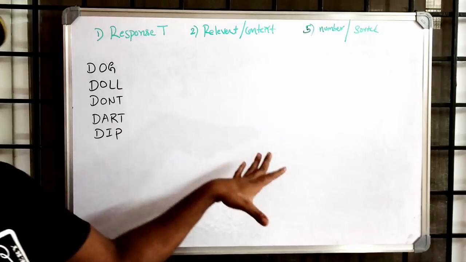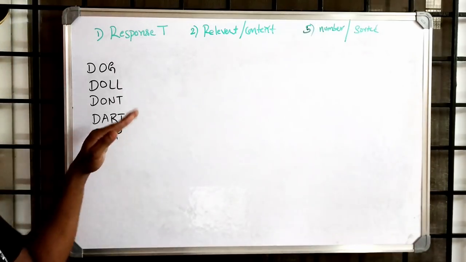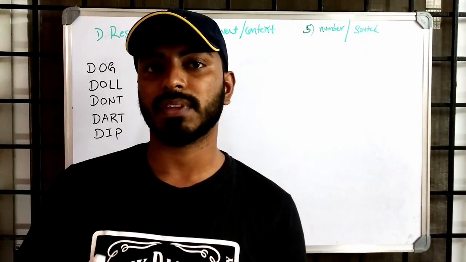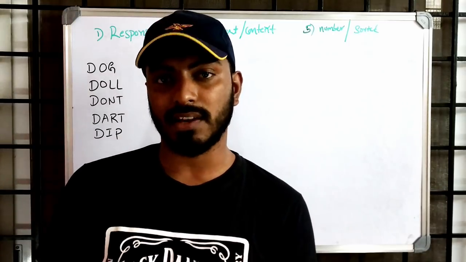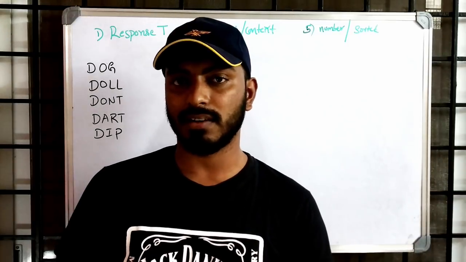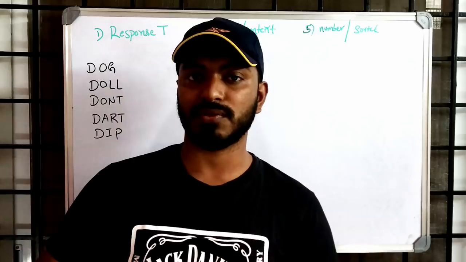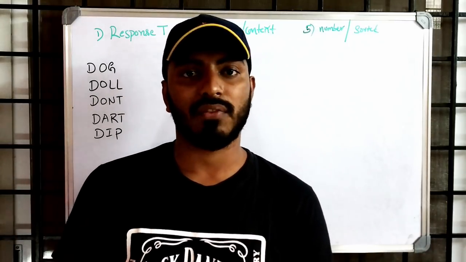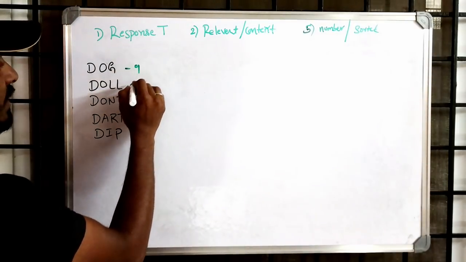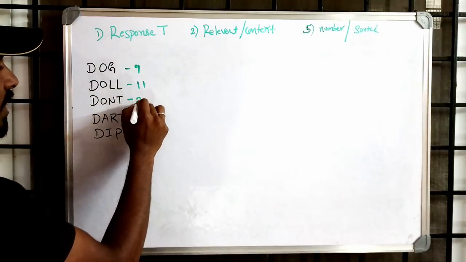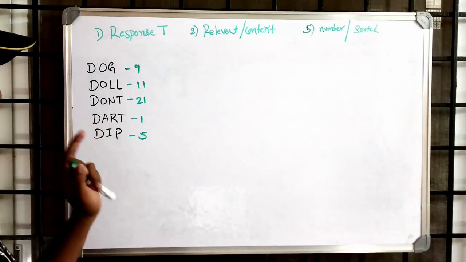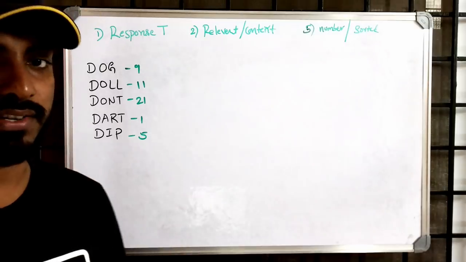Okay. Before writing the Trie data structure, let's give some ranking here. What is a ranking? Ranking is given to a specific sentence or a search keyword based on how many times users have searched using that keyword. The lesser the usage, the lower the ranking. The more the usage of a specific search keyword, the higher the ranking. So in this case, let's assign some random ranking. Consider dog has 9 ranking, doll has 11, don't has 21, dart has 1, dip has say 5. Okay, using this data, let's draw our Trie data structure.